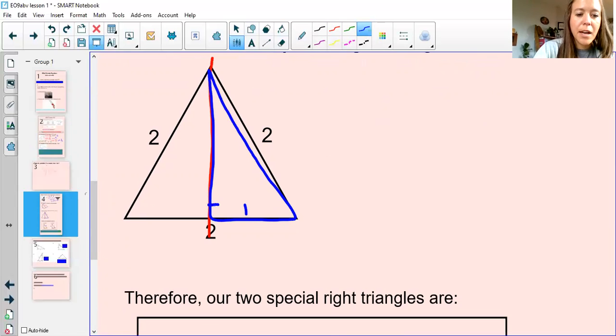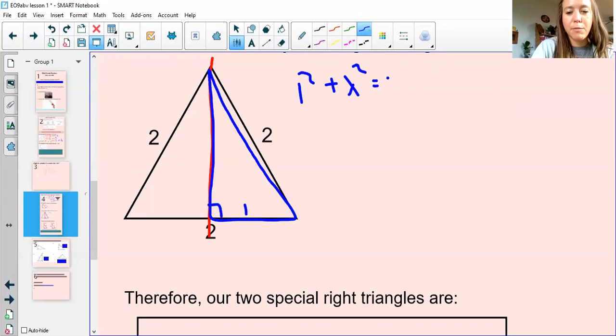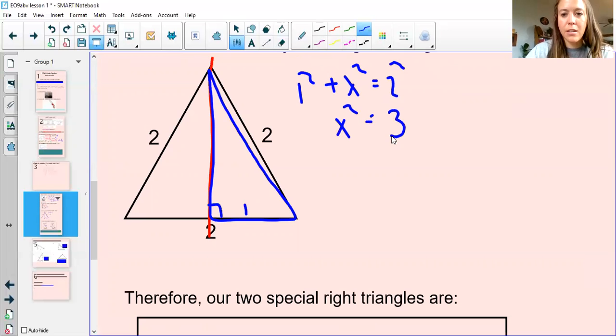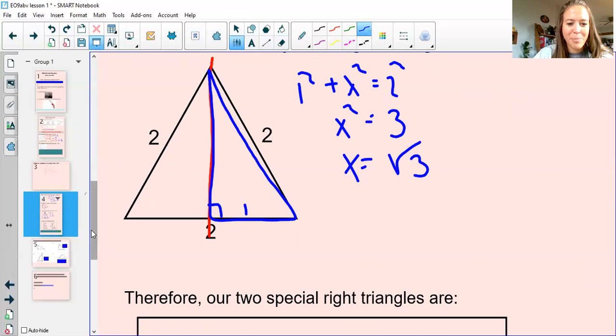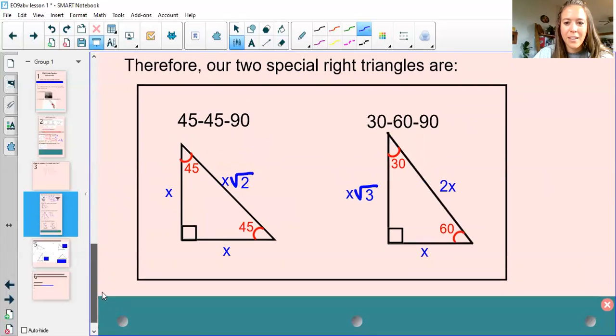I can use that same concept and solve for the altitude. I can say that 1 squared plus x squared is going to give me 2 squared. Well, 1 squared is 1, so x squared is going to give me 3, which is 2 squared minus 1 squared. So therefore, x is the square root of 3. So this creates our second special right triangle pattern, that looks like this.